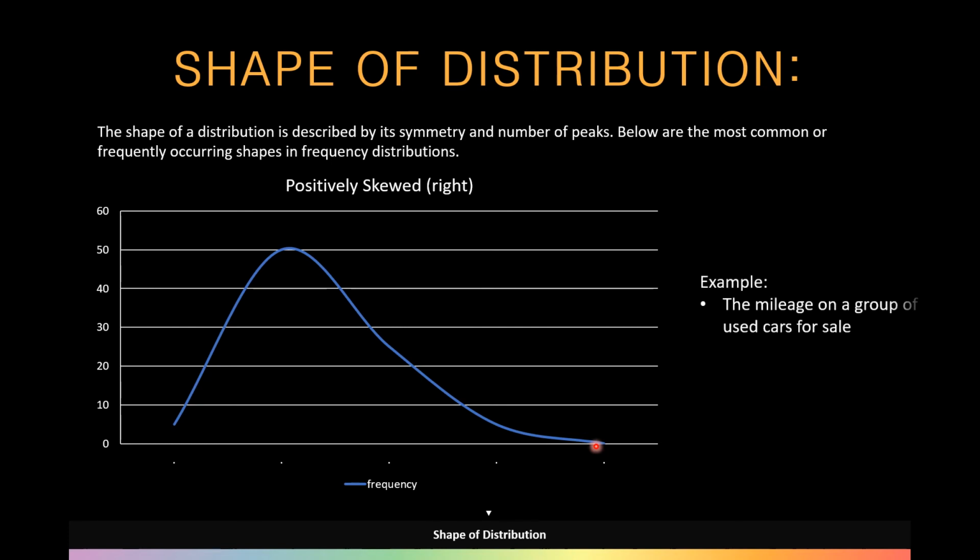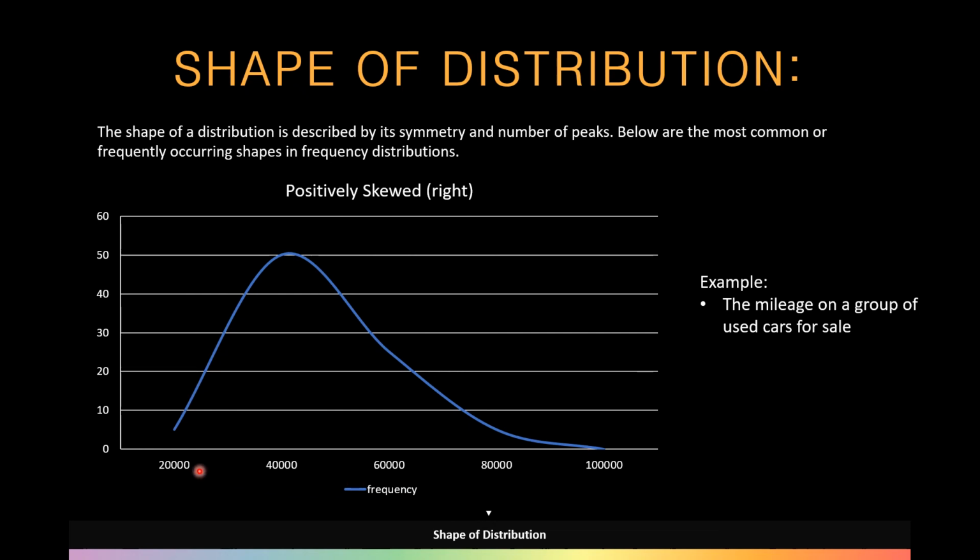Let's look at this example. So we're interested in the mileage on a group of used cars for sale. On our x-axis, we have the mileage measured in kilometers. On our y-axis, we have the frequency. And this graph is telling us how many cars have the specified mileage that is given on the x-axis. So interpreting this graph, we see that there's about a handful of cars that have a mileage of 20,000, somewhere between 0 to 10. And then we have approximately 50 cars with a mileage of 40,000 kilometers.